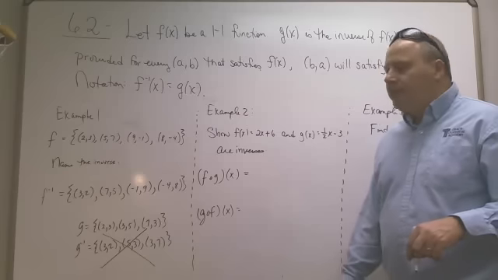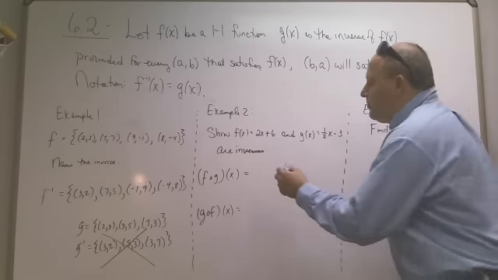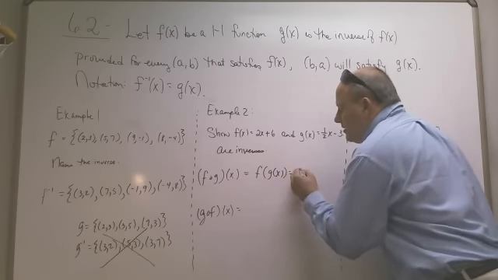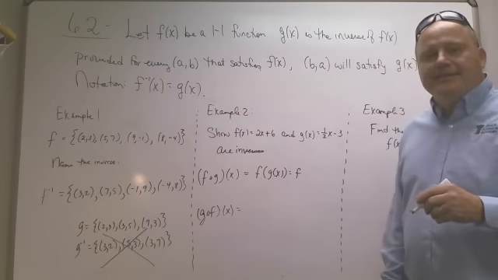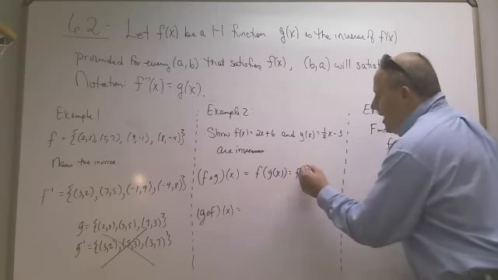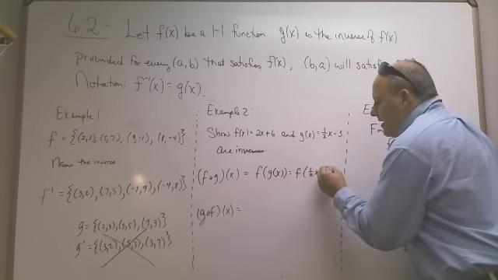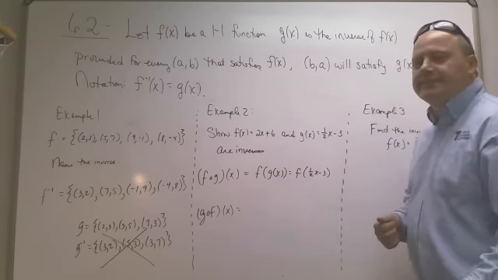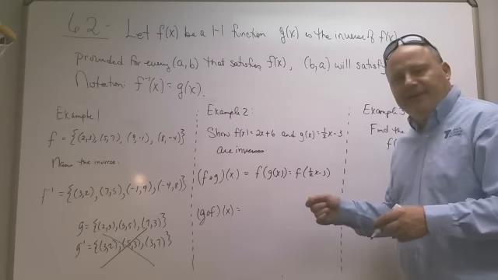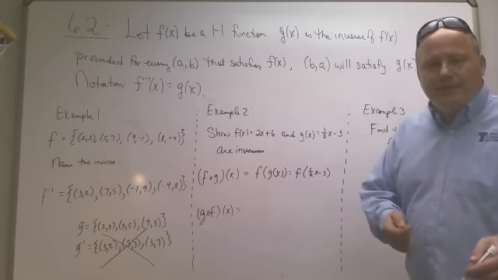So f composed with g of x is going to be f of g of x. We did compositions back in 6.1, so that should be familiar to us. G of x is going to be one-half x minus 3. There's a reason why we order things the way we do, because you've got to talk about compositions before you can talk about this stuff.